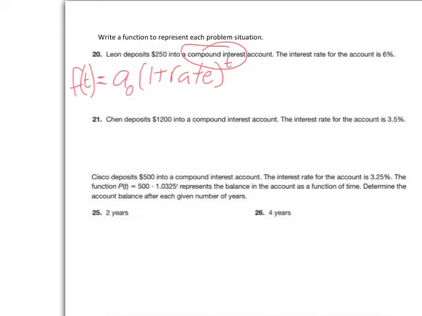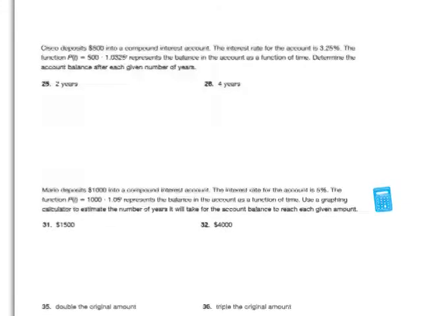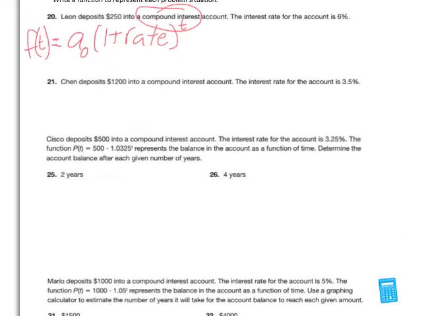Let me read that one a little better. Cisco deposits $500 into a compound interest account. Here's the interest rate, 3.25. The function is that. Determine the account balance after each.